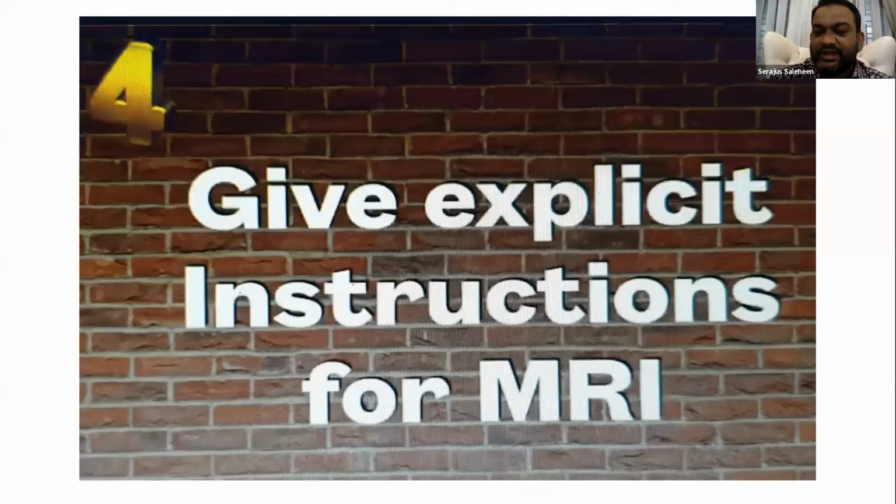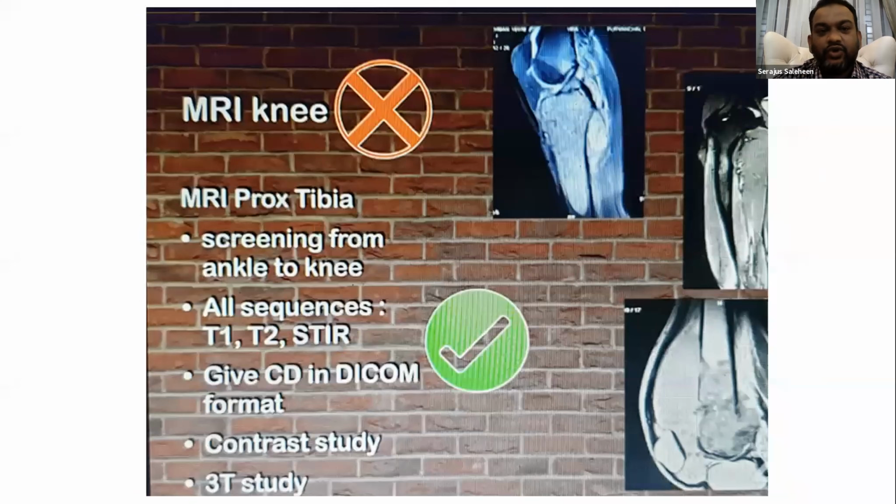Give explicit instruction for the MRI. That is, do not write MRI knee. If you suspect on X-ray there is a lesion in the proximal tibia, you should write MRI of the proximal tibia and screening from ankle to knee. And we always do a contrast-enhanced study.